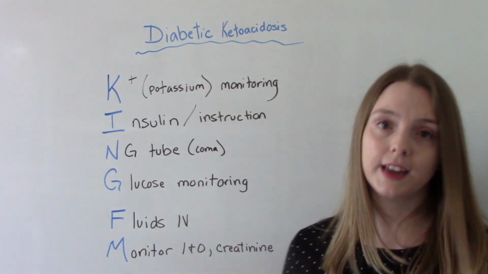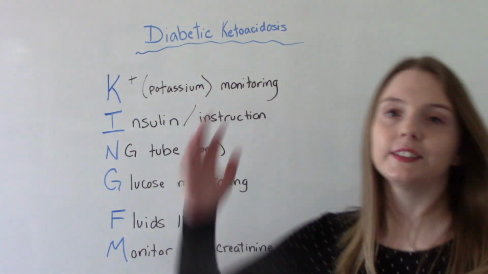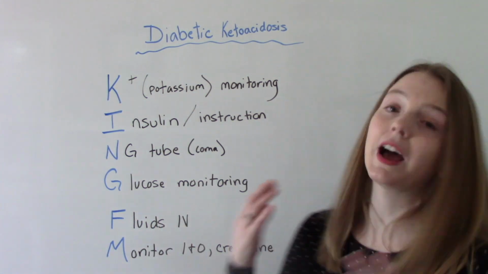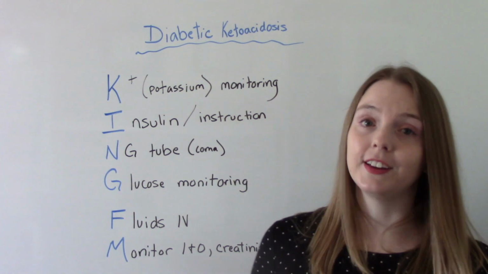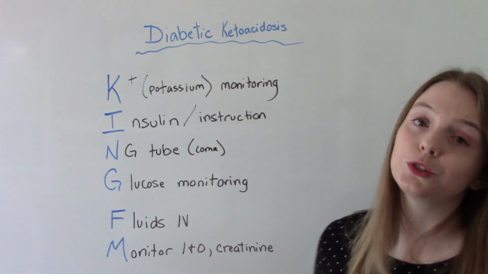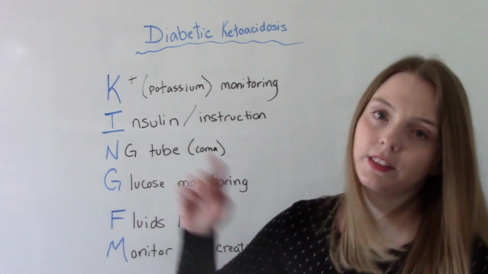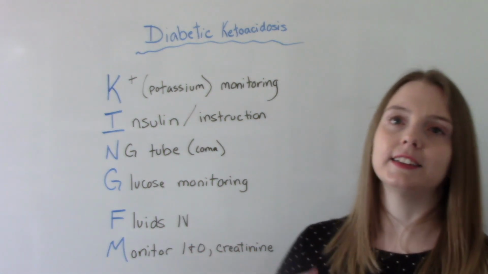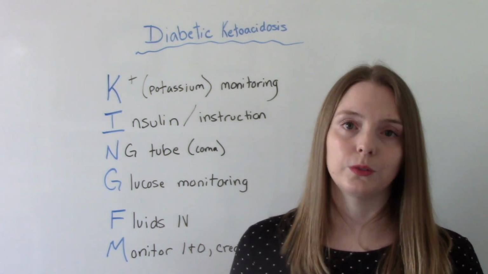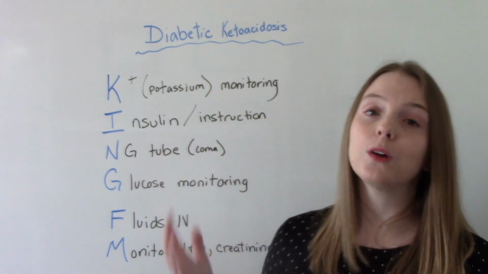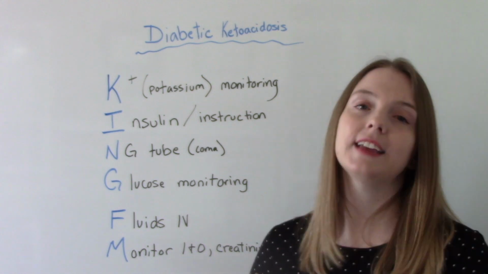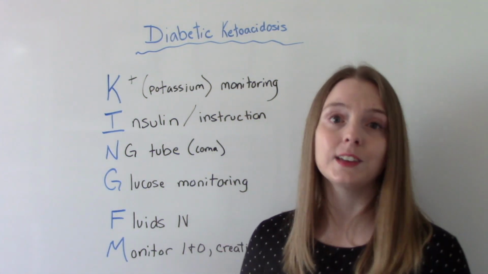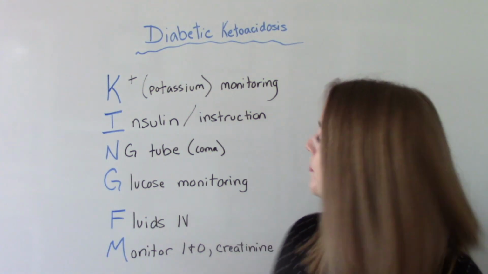So monitoring potassium levels. Of course, insulin, right? That's the problem. The lack of insulin, or not enough insulin. So we're going to be giving insulin. And instruction about the insulin. One of the reasons somebody can get into DKA is non-compliance with their medication regimen. So instruction about how to use insulin appropriately, taking it as prescribed, don't use expired insulin, things like that is going to be really important to teach your patient.